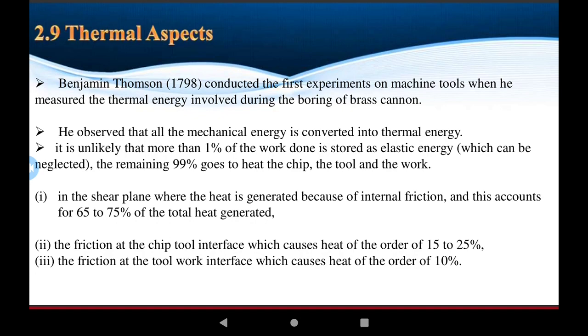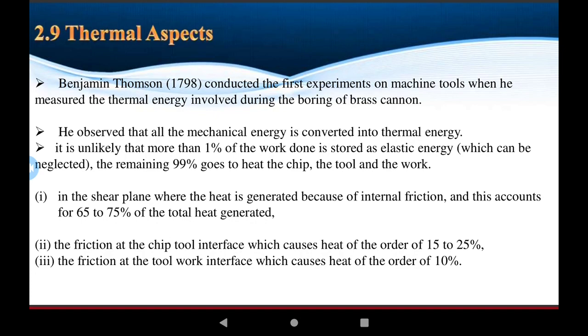mechanical energy is converted into thermal energy. Not more than 1% of the work done is stored as elastic energy, which can be neglected. The remaining 99% of the work goes into heat, which is the chief concern in tool and hard work.